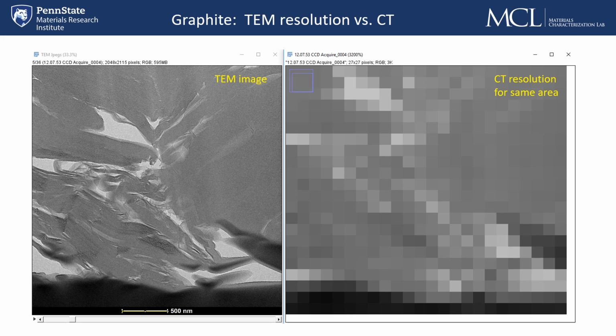So here we're showing how the resolution difference is between the TEM and the X-ray CT. So on the left we have the TEM image of a graphite sample, and you see the scale bar down there is 500 nanometers. So that same region, if we just got the image from the X-ray CT, you can see the difference in resolution. You really couldn't tell anything about it because it looks so pixely at the resolution of the X-ray CT. So TEM is giving us information all the way down to the nanoscale level that we cannot access with the MicroCT.